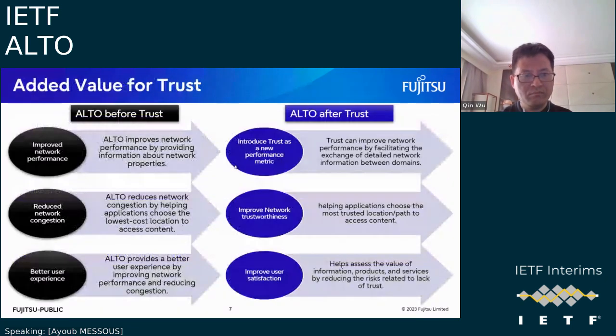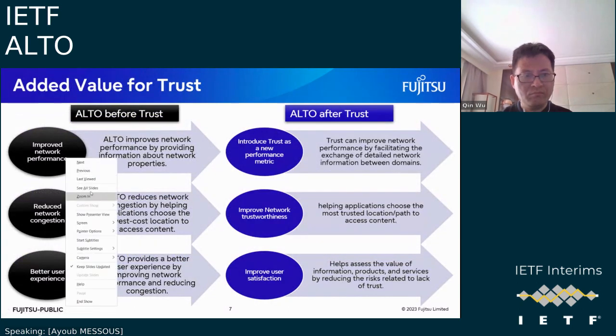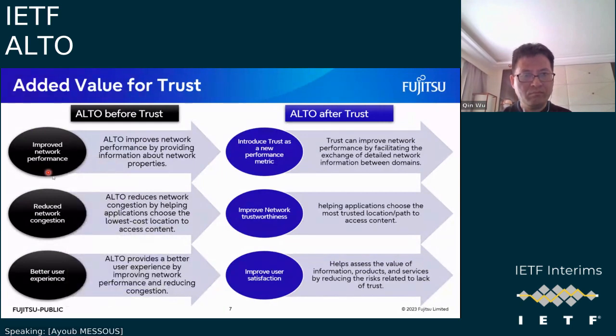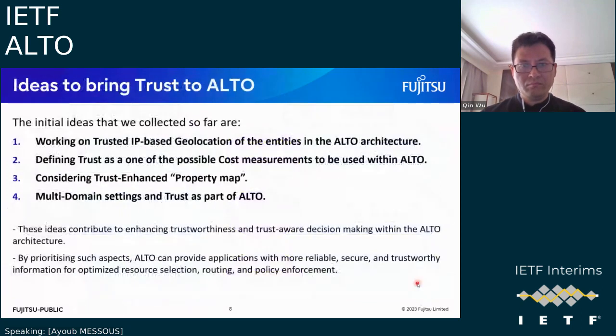Alto, as already covered, is used to improve network performance, reduce network congestion, and hopefully offer users better network experiences. Once we bring trust into Alto, the element we want to focus on is introducing trust as a new performance metric, and hopefully improve network trustworthiness, and finally improve user satisfaction by helping assess the value of information, products, and services, and reducing the risk related to lack of trust.